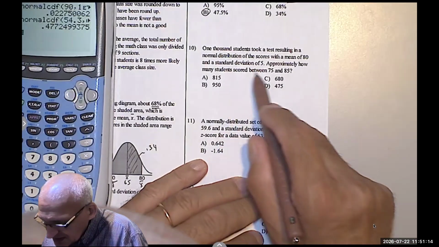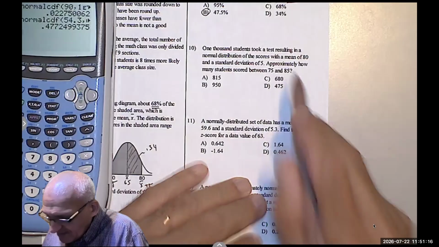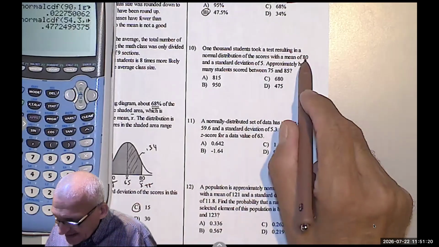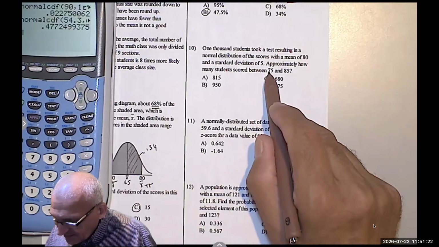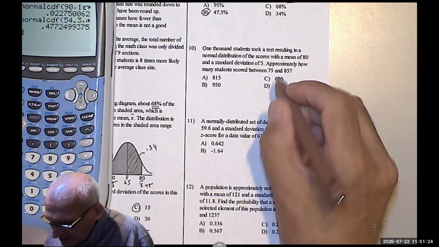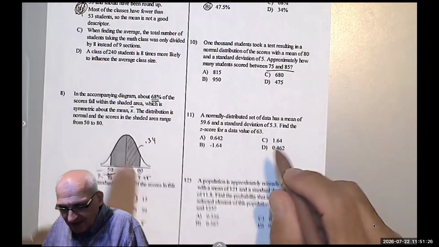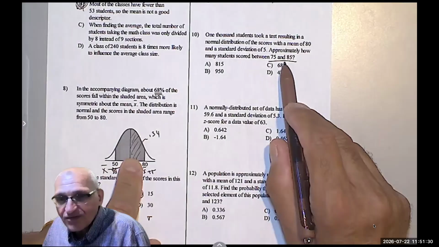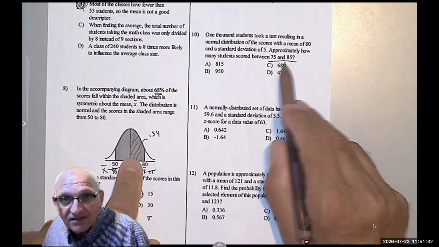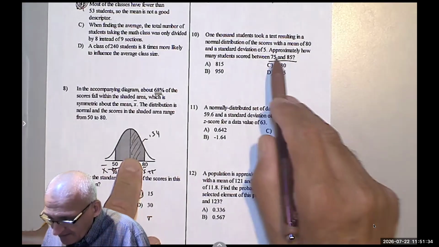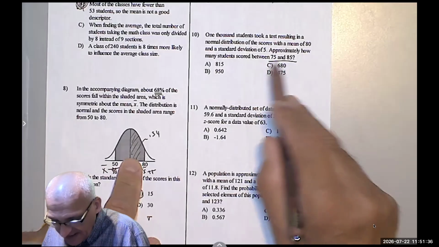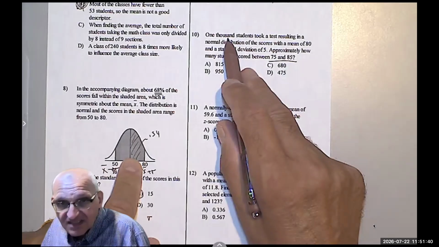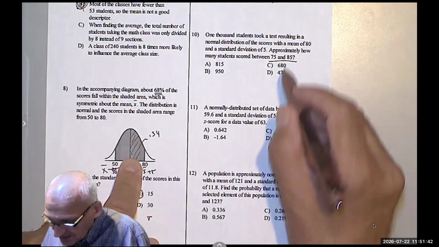Approximately how many students scored between 75 and 85? Notice that 5 is the standard deviation. If I subtract it from 80, I get 75. If I add it, I get 85. So identical to this problem. I know that 68.3, or 68%, of the students will have a grade between 75 and 85. So if there are 1,000, 68% of 1,000 is 680.